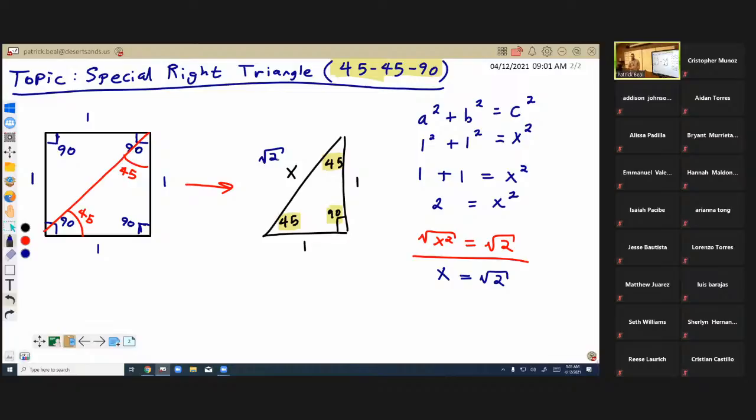So that tells us that the third side of our triangle here is the square root of 2. So if the legs are both 1, then the hypotenuse is going to be the square root of 2. We call this a 45, 45, 90 special right triangle. With me so far? Okay, cool. Let me show you a little something here. I'll put it up on the screen here, and we'll see what it looks like.